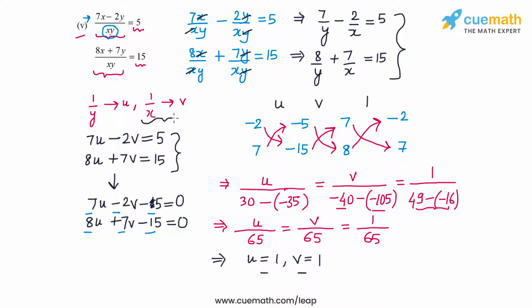So 1 by x is equal to v. This means that x is equal to 1 by v or 1, and y similarly is equal to 1 by u, and hence y is also equal to 1. So the solution to this pair of equations is that x is equal to 1 and y is equal to 1 as well.